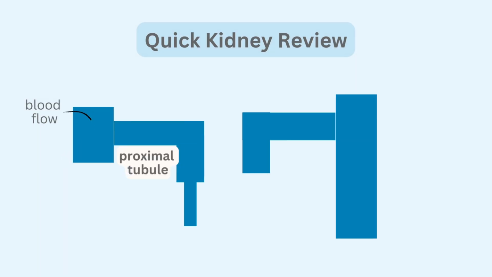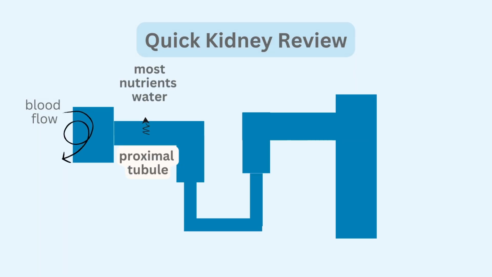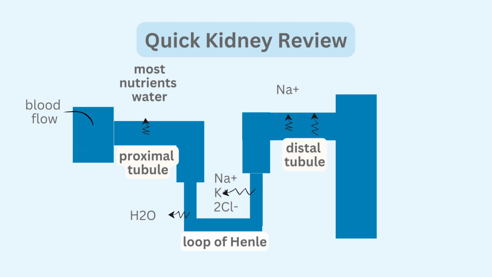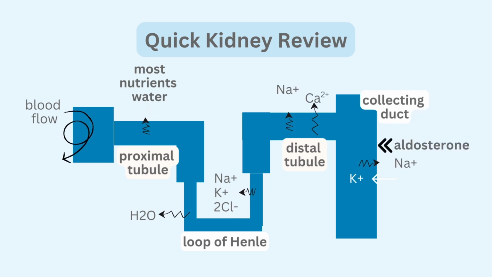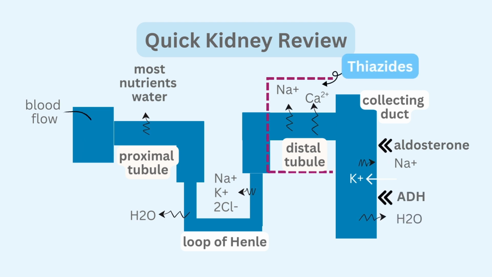The proximal tubule reabsorbs most nutrients and water. The loop of Henle concentrates and dilutes urine. The distal tubule fine-tunes sodium and calcium. And finally, the collecting duct, where aldosterone and ADH make the final adjustments. Thiazides act on the distal tubule.